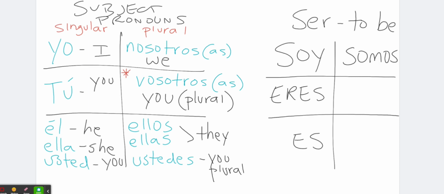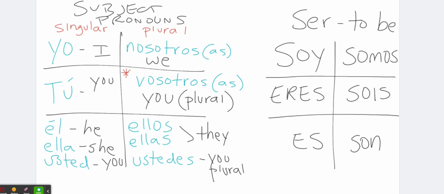The top right here, so somos means we are. So if I wanted to say we are students, I could say somos estudiantes. This one in Spain, so if I wanted to talk to my students in Spain and say, you guys are funny, I could use that word and say sois cómicos, for example. And the last one here, son, means they are, or you guys are.